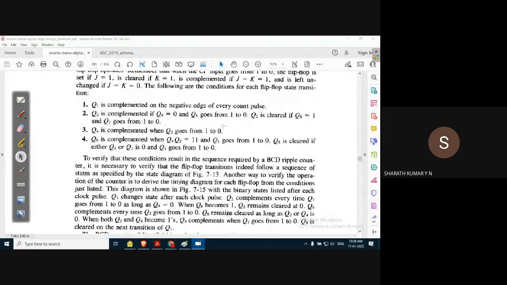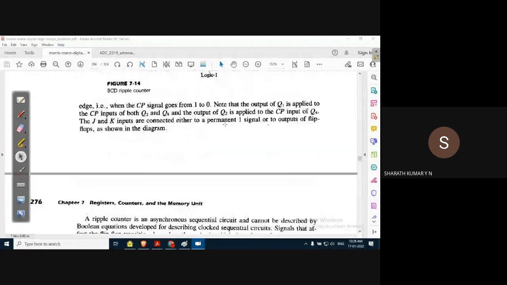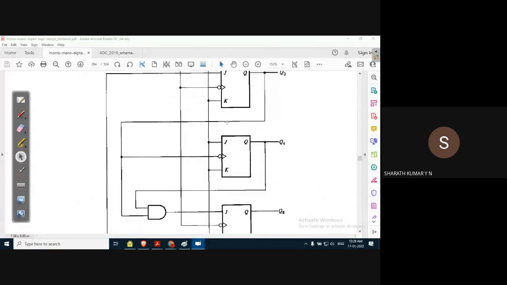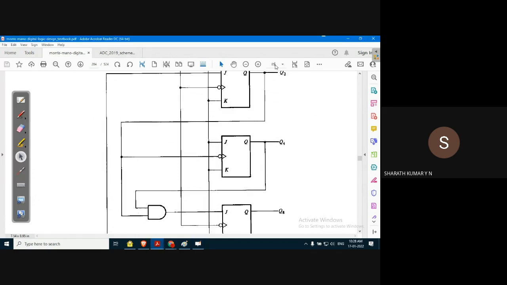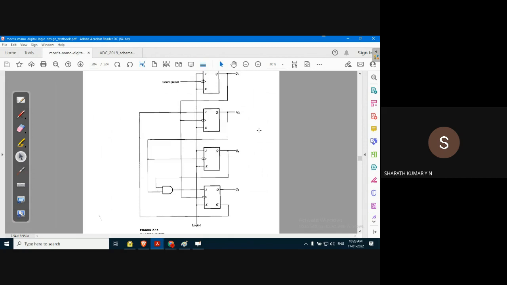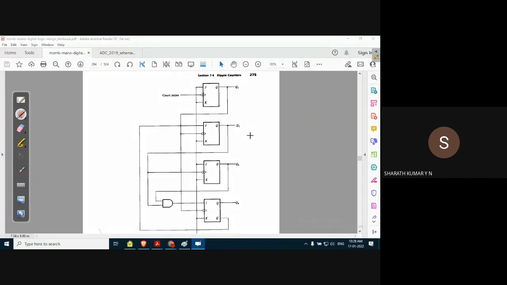What should be the changes for a down count? Very simple. As we have seen in a 3-bit binary down counter, for a down count the complement output, that is Q dash, should be given as a clock input to the next stage. So with this modification, here it is, Q dash given as a clock input to the next stage.